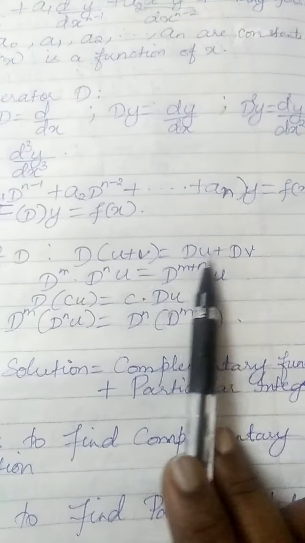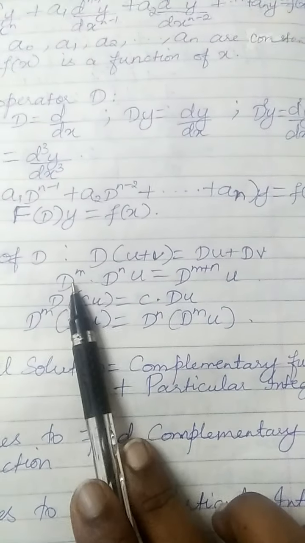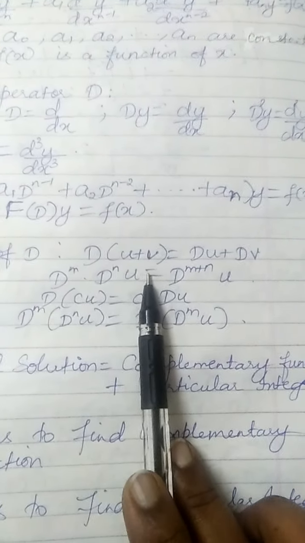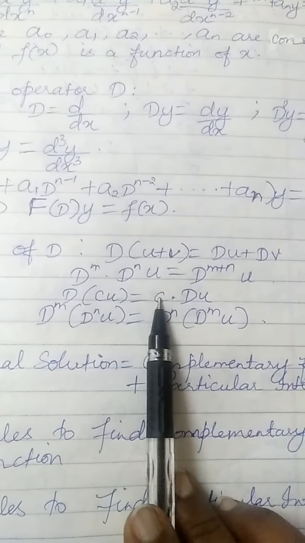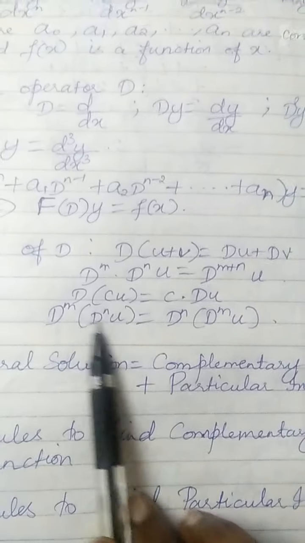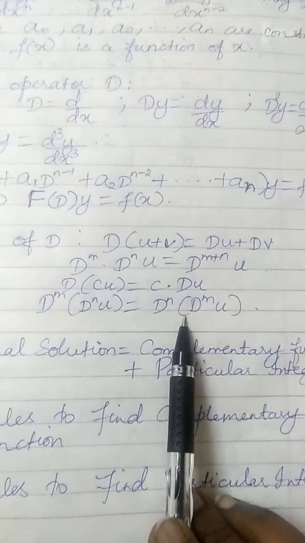Now, what are the laws of D? D of u plus v is equal to Du plus Dv. D to the power m, D to the power n u is equal to D to the power m plus n u. D of cu is equal to c Du. D to the power m, D to the power n u is equal to D to the power n, D to the power m u.